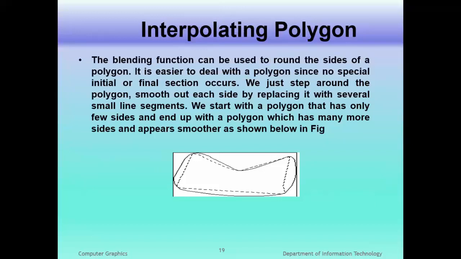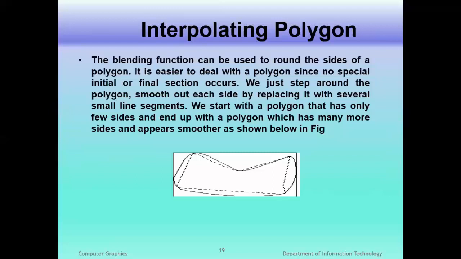Interpolating polygon. The blending function can be used to round the sides of a polygon. It is easier to deal with a polygon since no special initial or final section occurs. We just step around the polygon, smoothing out each side by replacing it with several small line segments. We start with a polygon that has only a few sides and end up with a polygon which has many more sides and appears smoother, as shown in this figure.